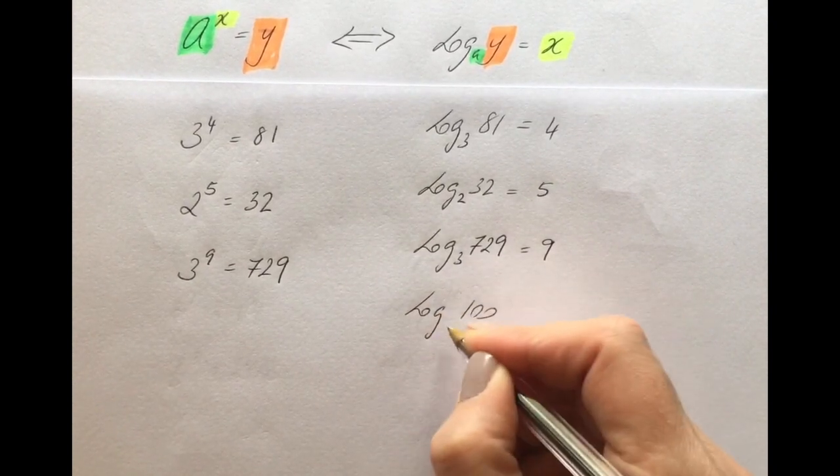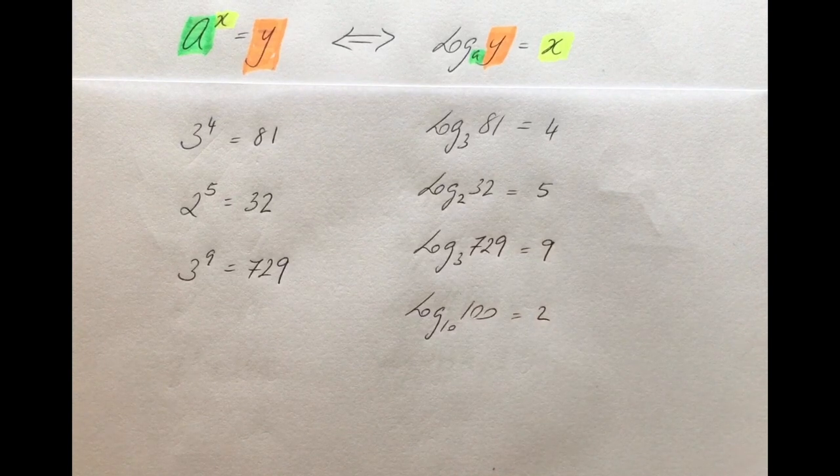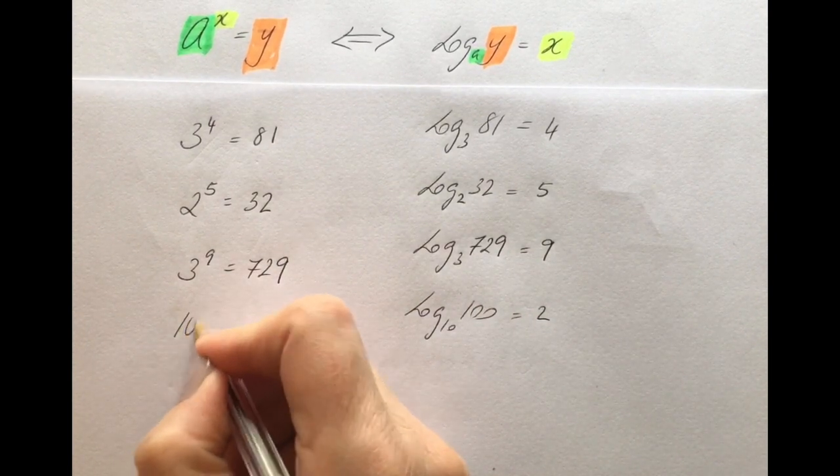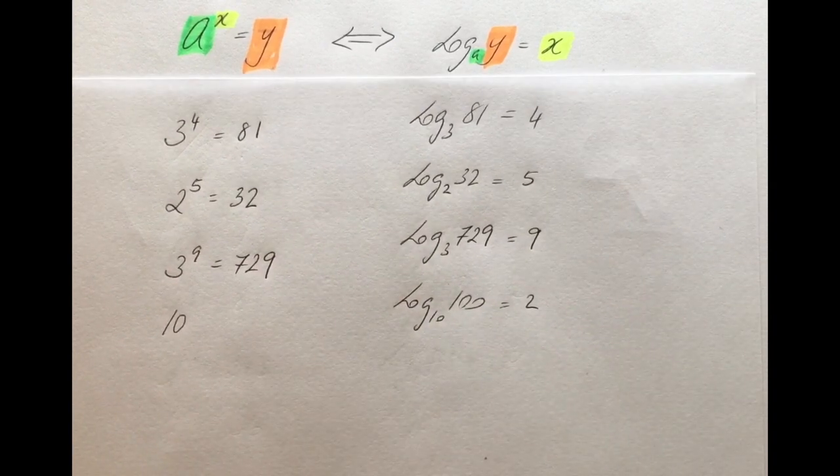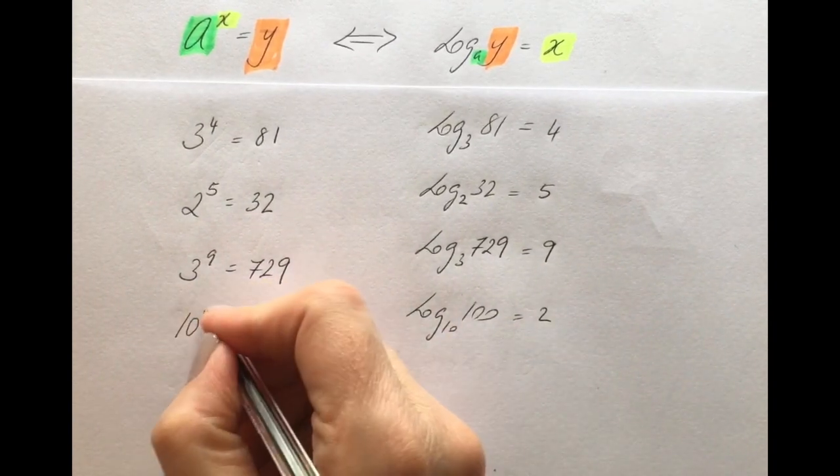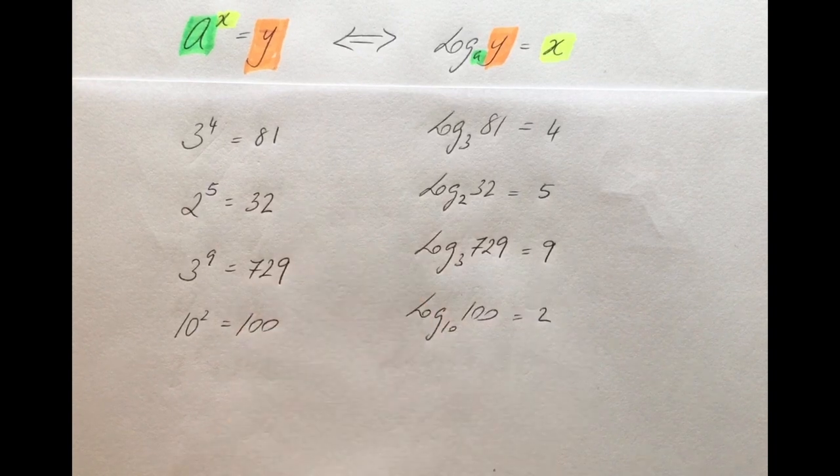All right, last one. Log of 100 in the base 10 is equal to 2. Pause the video. So that would be 10, which is the base, to the power of 2, which is obviously what the log is equal to, which is equal to 100.